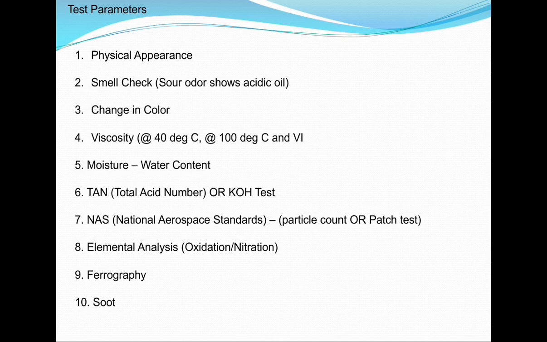In this chapter, we'll discuss how to test moisture content in the lubricants, the TAN value, that is total acid number, and the NAS. The very important parameter is NAS. How to check, we are going to discuss. So first, we see moisture testing. Why is moisture testing crucial?